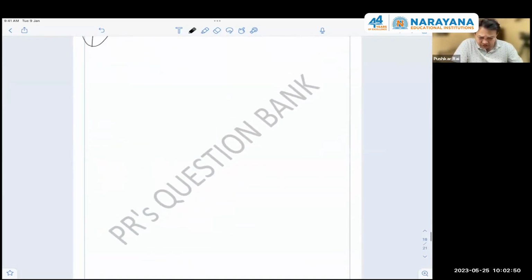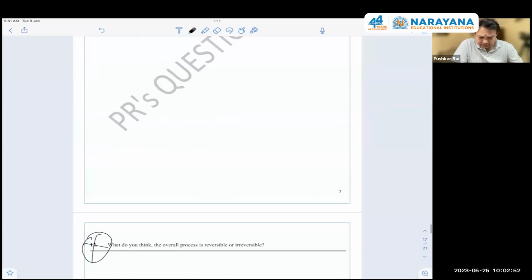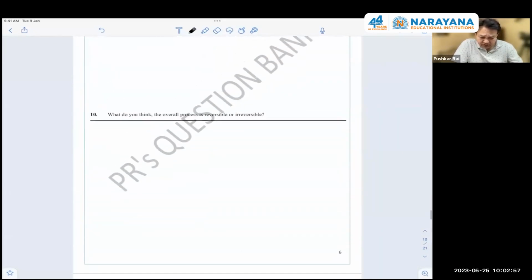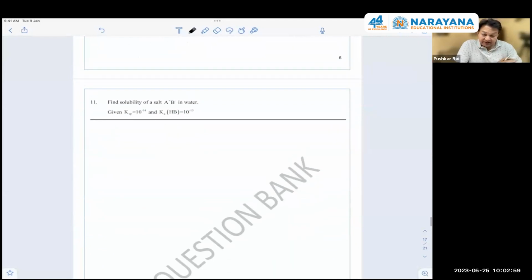Also a very interesting question, an ionic equilibrium problem. In these cases, the problems I have taken seem to be the most difficult, but they are workable. Find the solubility of salt A plus B negative in water. See here, I have not given at what pH the solubility is to be found. The K value is 10 to the power minus 13, which means the KB value is going to be very large. I will just give a hint on this one.